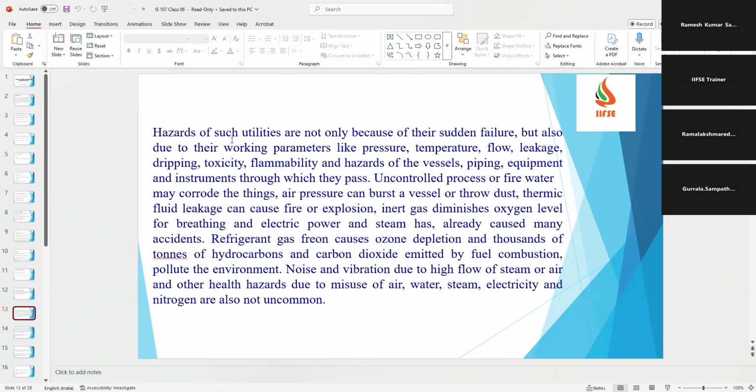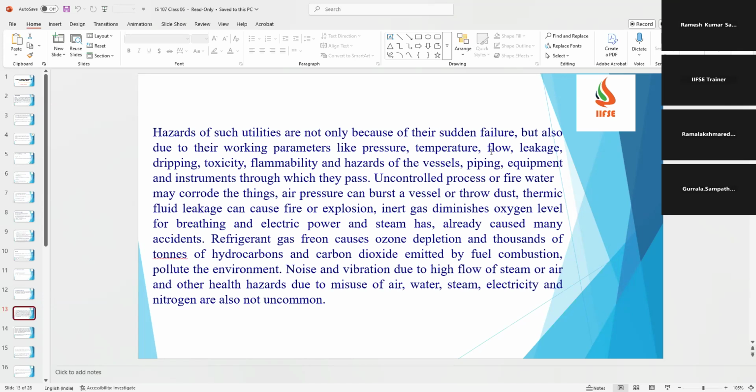So as you know, the hazards of such utilities are not only because of their sudden release. When I say sudden release, for example, leakage of the steam or leakage of hot oil or explosion of any pipeline, but also due to their working parameters. All the utilities are under pressure and also under temperatures, from a normal temperature to extreme high temperatures and extreme low temperatures as well, and also their flow. Hence the pressure is there, automatically the flow also will be there.